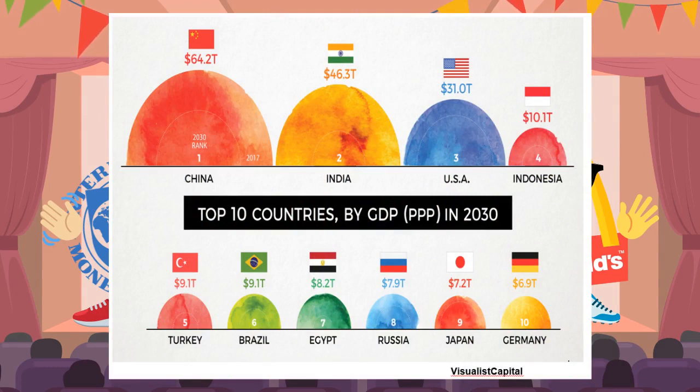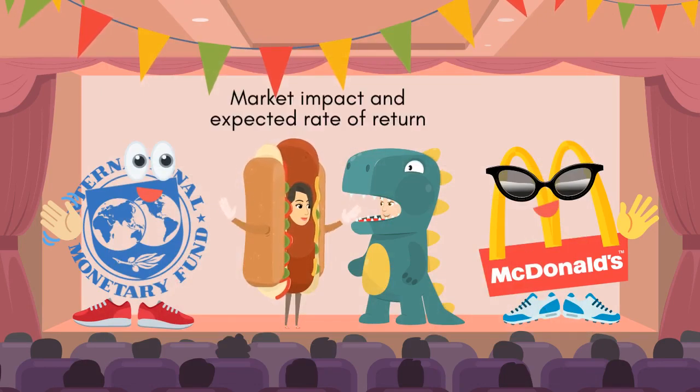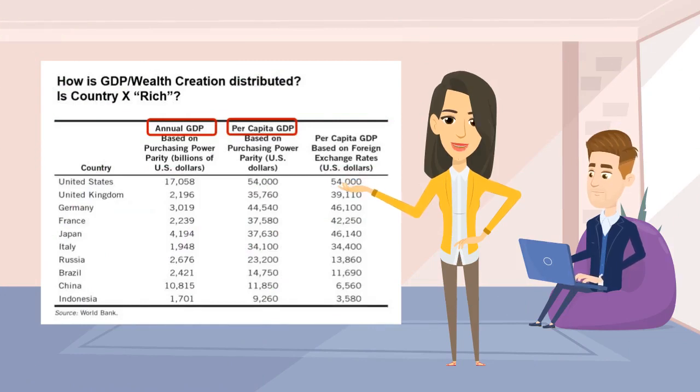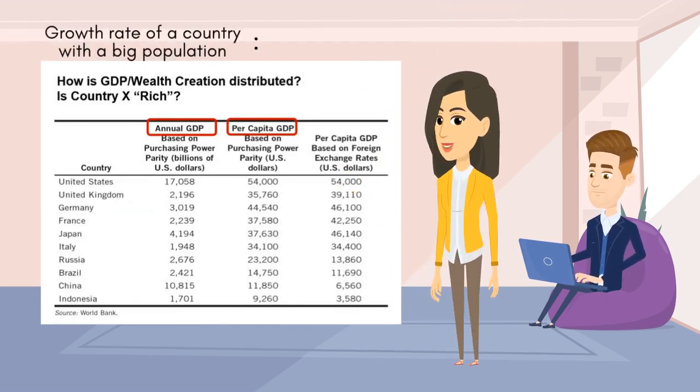I will need to pay close attention to these countries since their future impact on the world is certain to be significant. Yes, as a result, the market impact and expected rate of return investing in these countries will correspondingly increase. On the other hand, perhaps I should just focus on investing in rich countries. Sure. You could do that, and I would look at per capita GDP based on purchasing power parity. When the growth rate of a country with a big population is divided among all citizens, the per capita GDP drops significantly. When it comes to countries with lower populations, it suggests the opposite.